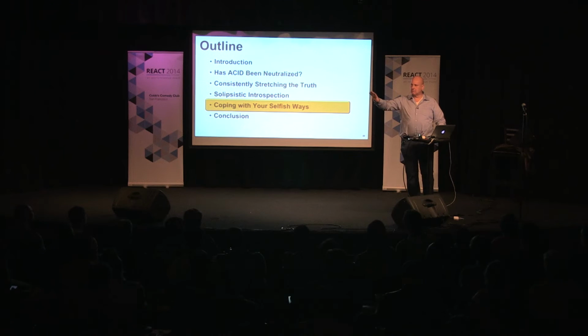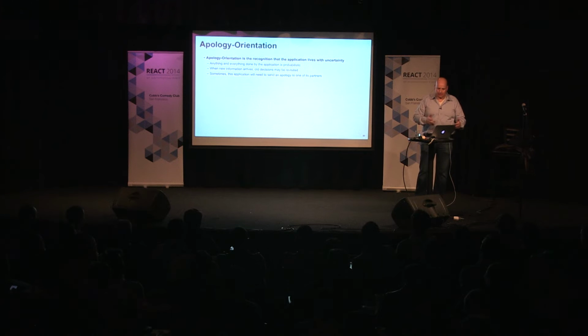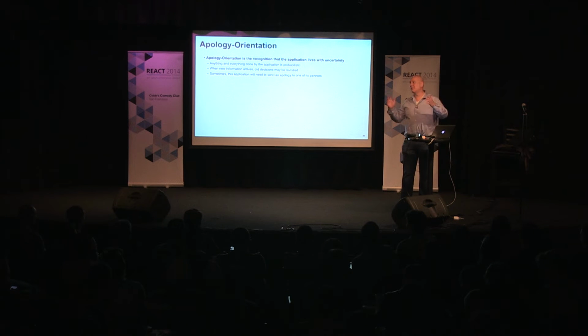So how do you cope with your selfish ways? I'm inside of me. How do I deal with you doing things that are annoying to me? Well, I like to talk about apology-oriented, a term I made up. Apology orientation is the recognition that the application lives with uncertainty. Anything and everything done by the application is probabilistic. When new information comes, you've got to think about, oh my God, did I do the right thing before? Sometimes the application needs to say, dude, I'm sorry. You are not getting on the airplane. It's not going to happen. Or you can't have the widget.